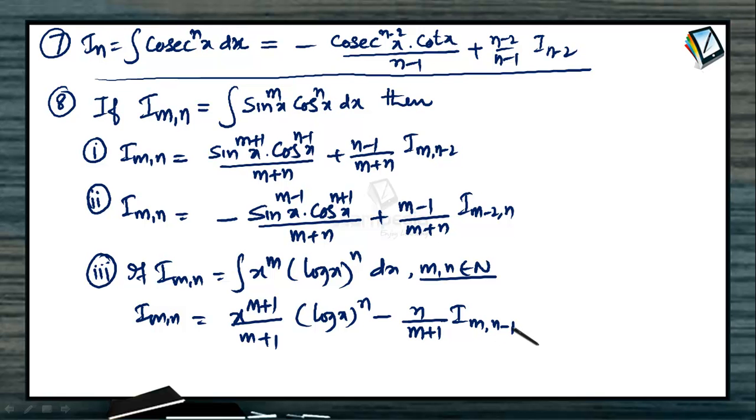Let us find their proofs. Their proofs we will find out in this way. Now the first one, that is I_mn, is given as the integral of sine to the power of m x and cos power n x dx. To show the first one, we'll consider it in this way.